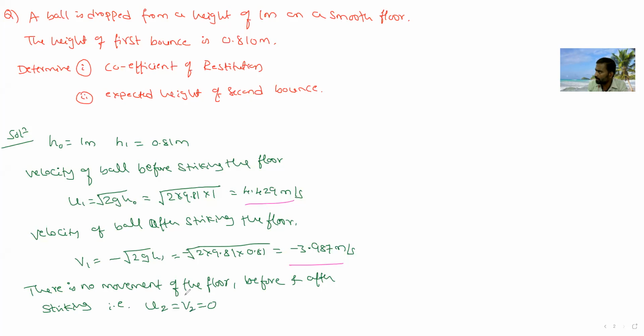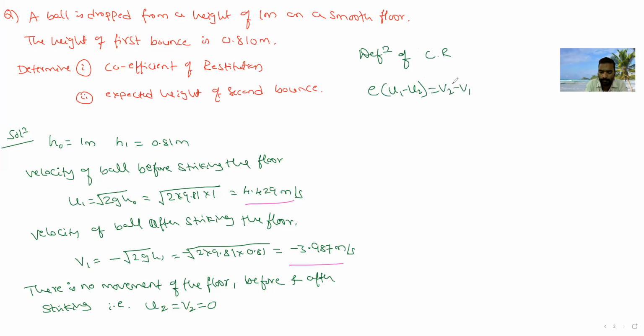Is it clear? Then what is the definition of the coefficient of restitution? This is before and after striking a floor. The floor is not moving. For the ball, before striking U1 and after striking V1. I have taken the ball as the first body and the second body is the floor, so the floor is not moving. That's why it is 0. So what is the coefficient of restitution? E into (U1 minus U2) is equal to V2 minus V1.